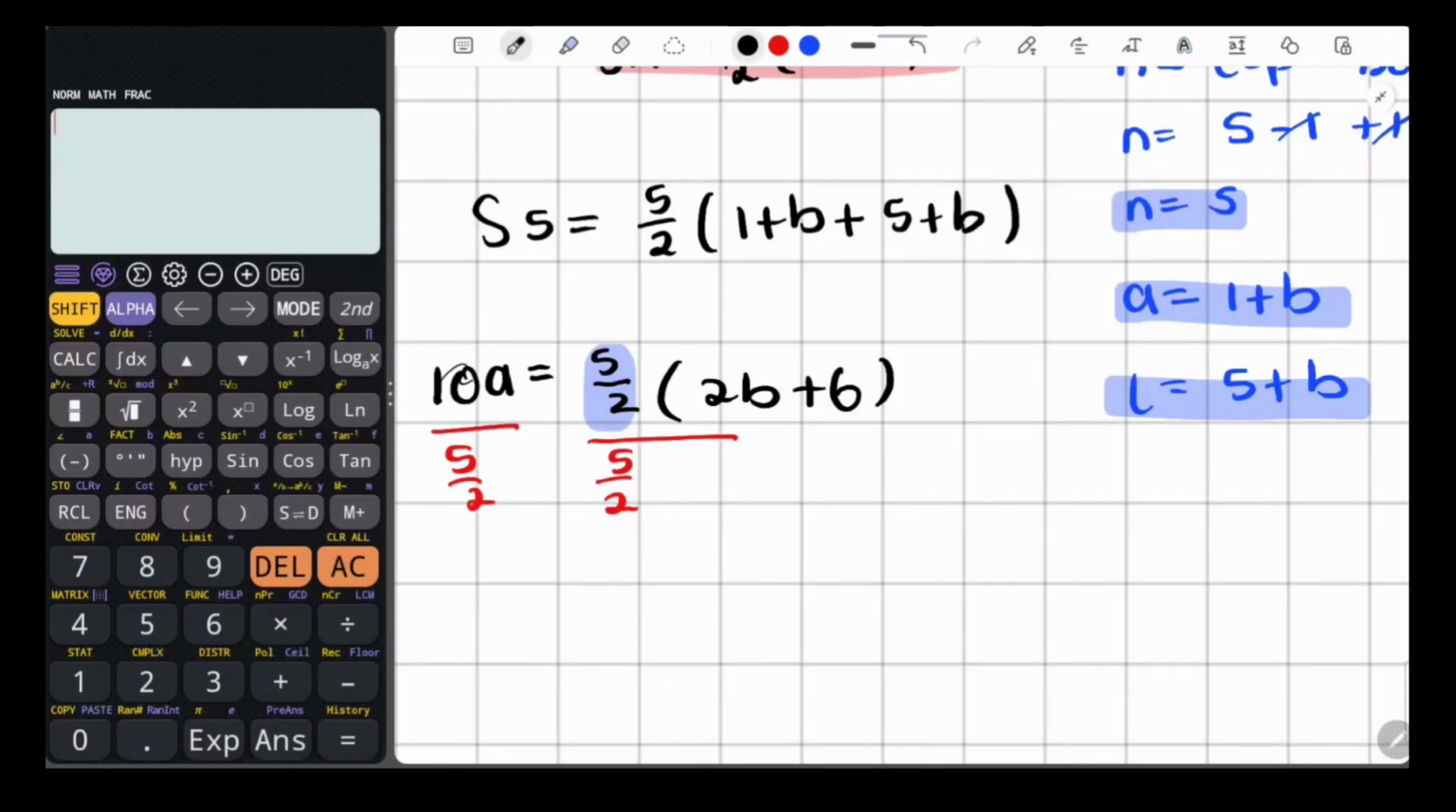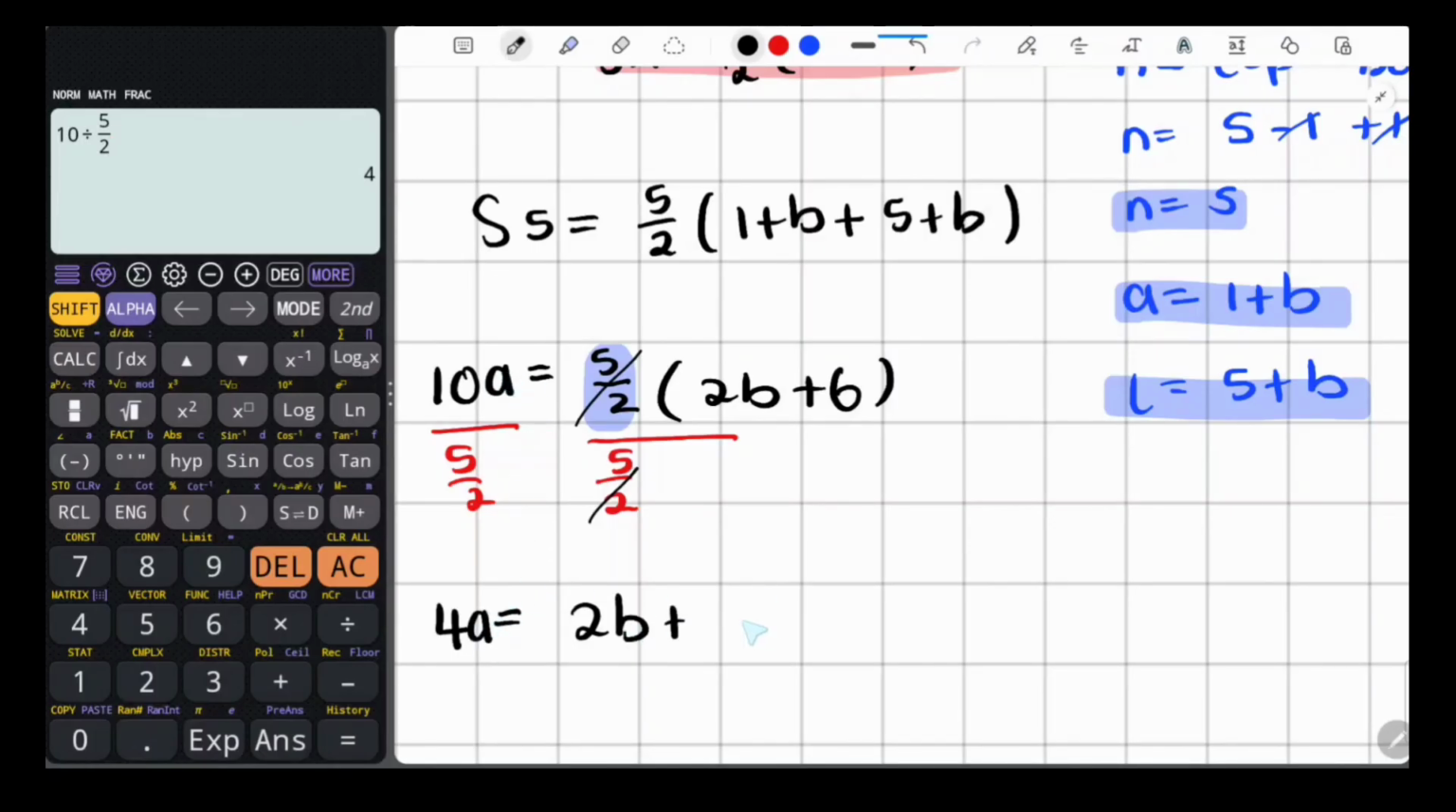So this is 10a divided by 5 over 2. So 10 divided by 5 over 2 gives you 4. So 4a is equal to, and then these will just cancel. And then you're left with the 2b plus 6, equal to 4a.